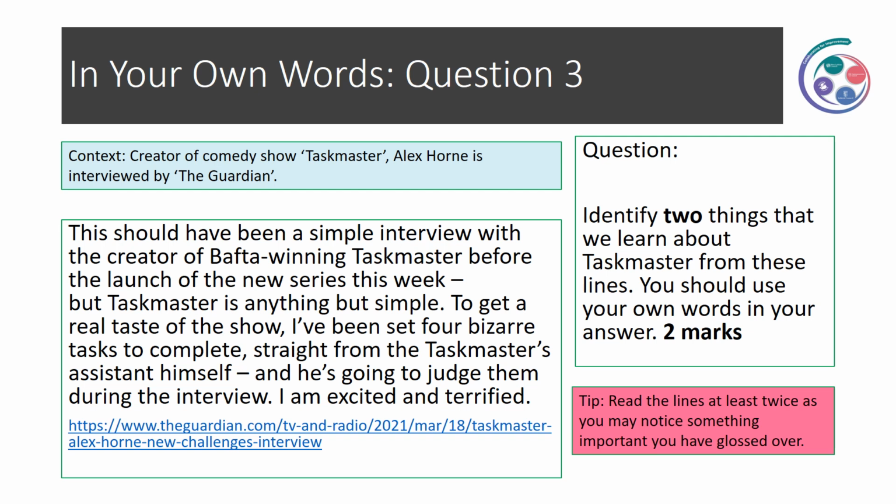And the question is, identify 2 things that we learn about Taskmaster from these lines. You should use your own words in your answer. Now we can see that it's worth 2 marks. So again, we need 2 individual points here. Another tip is to read the lines at least twice, as you may notice something important that you've glossed over.